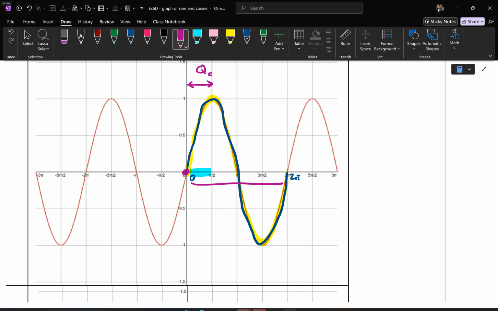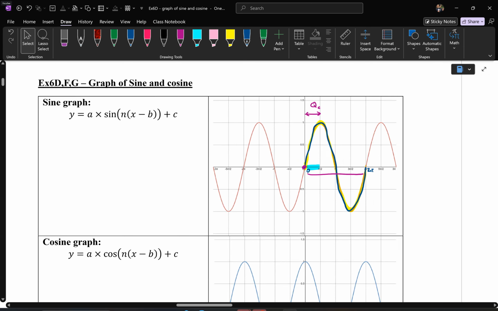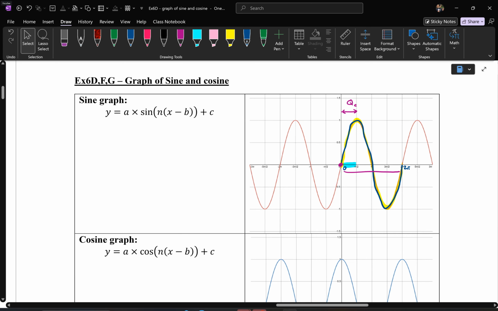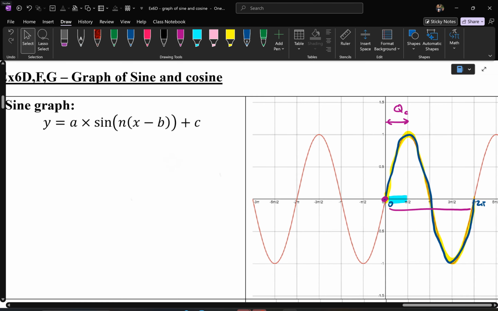So once you know the period, if you know what the quarter cycle is, you can predict roughly where your endpoint should be based on the domain. I'll show it to you later so you can see how I would sketch and how it keeps it nice. And when you set up your axes, the scale makes it easier too. Okay?